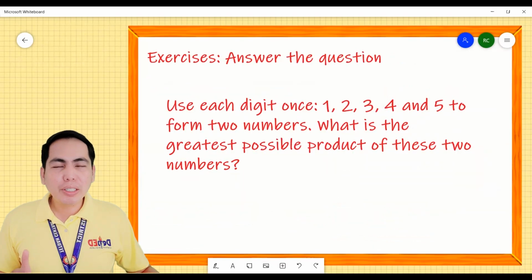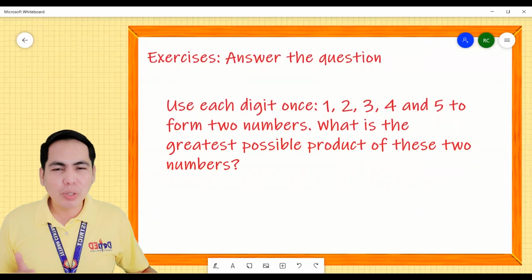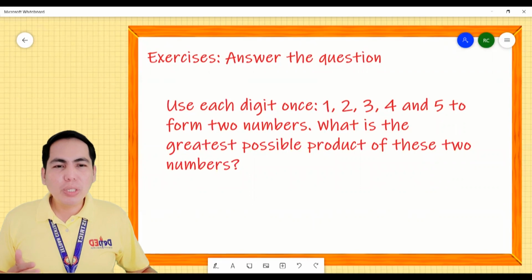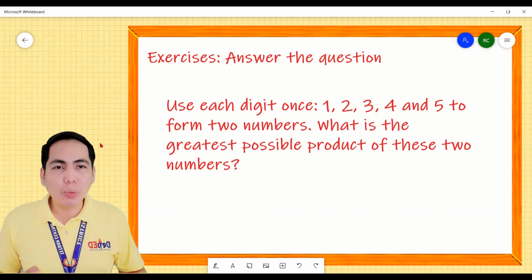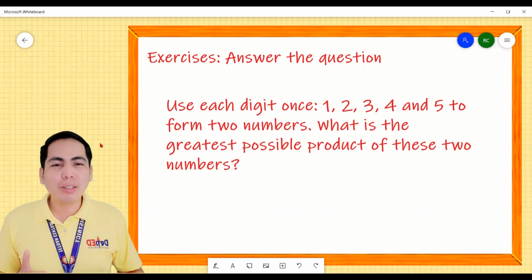So it is now your turn to answer the following exercises. You just simply answer the following question. You are going to use each digit once. The digits are 1, 2, 3, 4, and 5 to form two numbers. What is the greatest possible product of these two numbers? If you are done answering, you can comment your answer in the comment section found below.